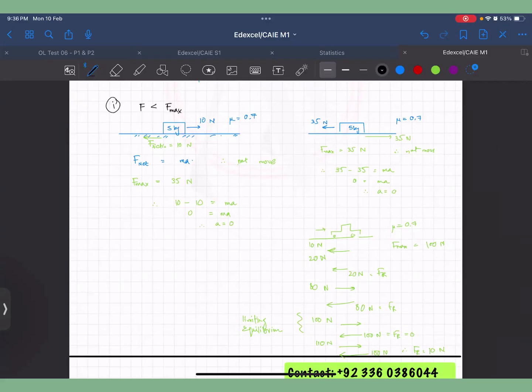So this was the first case, that the force that I am applying is less than the maximum force of friction, so the friction force would be equal to the applied force. And the second case, when your force is exactly equal to the maximum force of friction, this is limiting equilibrium.